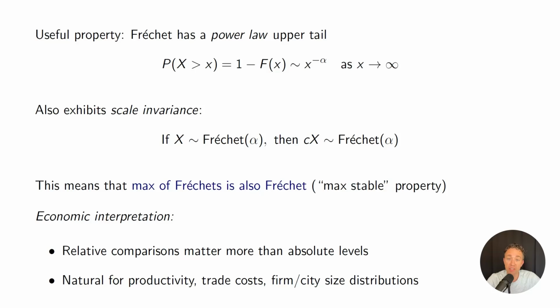You also see this in distributions of city sizes, where maybe the underlying distribution is Pareto within a country, but then if we think about the distribution of the biggest cities in every country across the world, then that might have a Fréchet distribution because it's the distribution of the maxes.